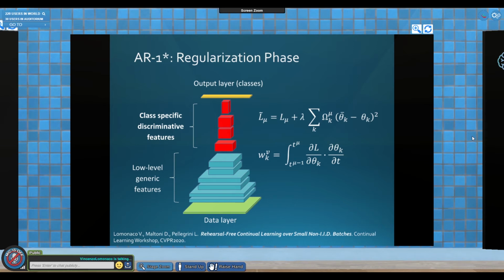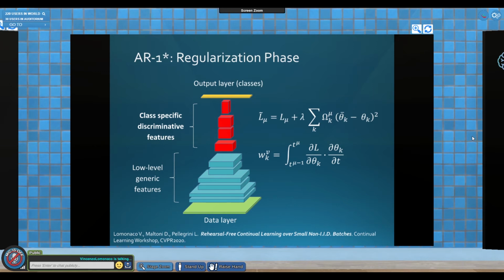what you can see here with L new is the loss function of the current batch. To the standard cross entropy loss function L new, we add a regularization term followed by this lambda parameter, and this summation is trying to disincentivize changes in the weights that were important for the previous data distribution.